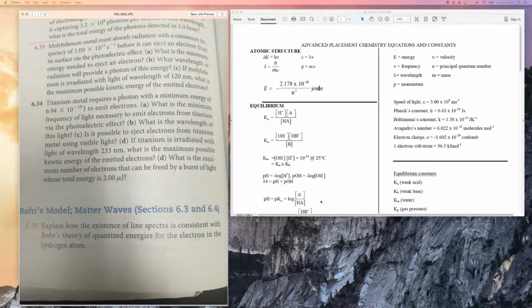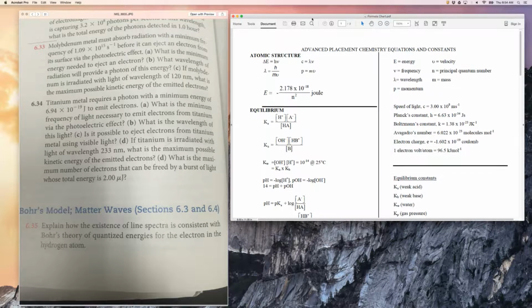Also, you notice I have pulled up the formula chart here that you have for your reference material, and make sure that we are aware of which one of these formulas to use in each scenario, and then we're going to do the calculation. So the first part of the question says titanium metal requires a photon, so we're talking about a single photon, with a minimum energy 6.94 times 10 to the negative 19 joules. So that is our threshold energy.